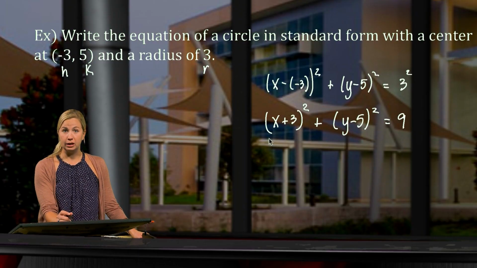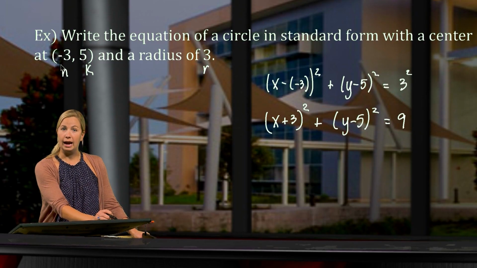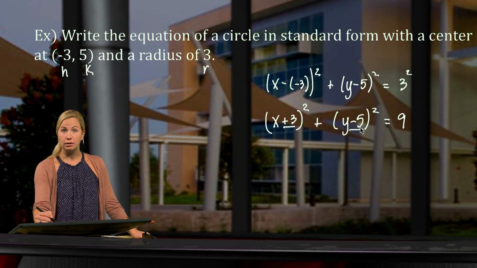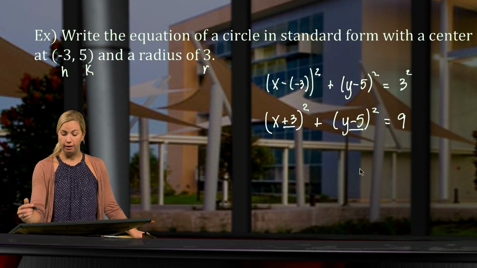So let's look at the difference. In here we've got x plus 3, where our center had an x-coordinate of -3. So generally speaking, when we're finding the center from the standard form, we're taking the opposite of these values. If it's plus 3, my x-coordinate is -3. If it's minus 5, my y-coordinate is positive 5.